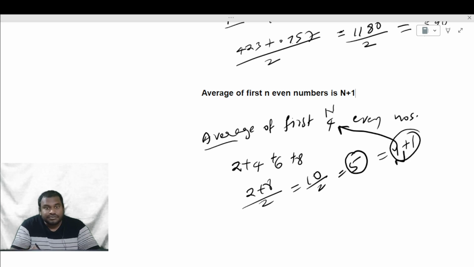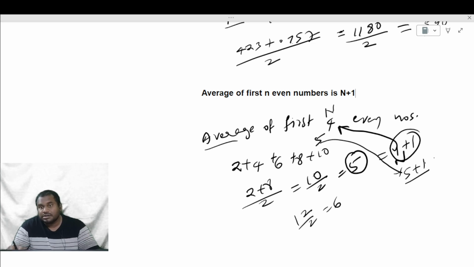Suppose I ask for the average of the first 5 even numbers, then we add 10 more: 10 plus 2 is 12, 12 divided by 2 is 6. Here also 5 plus 1 is nothing but n plus 1. Is it satisfying? So it means the average of the first n even numbers is nothing but n plus 1. If you add 1 to n, you will get it.